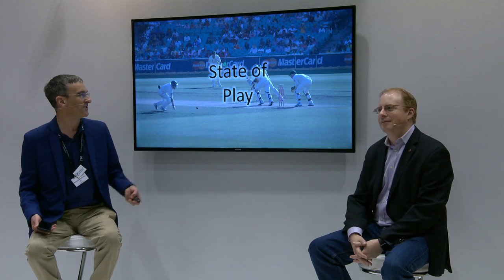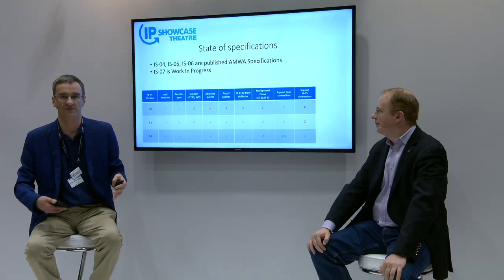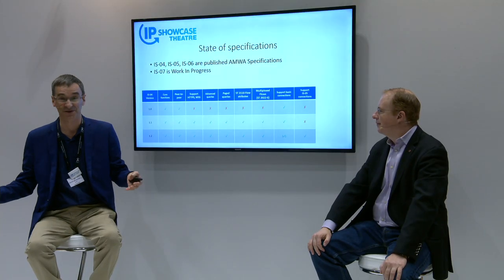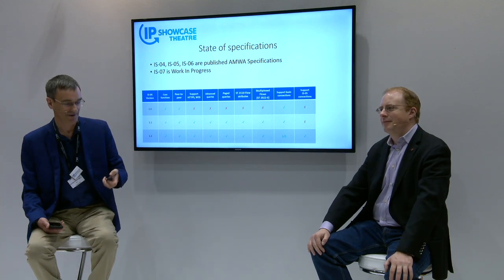So where are we with NMOS at the moment? Specification-wise, ISO 4, 5, 6 are all done and published. They're out there, you can get them off GitHub. There's some nice documentation now. ISO 7, like I say, is work in progress. There are actually three versions of ISO 4. We're on to version 1.2, which is the one we recommend everybody uses now because it works well with ISO 5. If you're doing an ISO 5 connection, which is really what you want to do, isn't it? You want to connect things, you use 1.2. So that's our sweet spot.